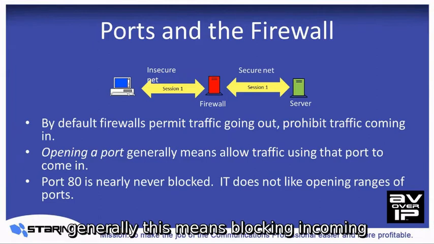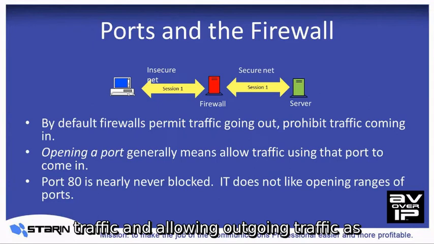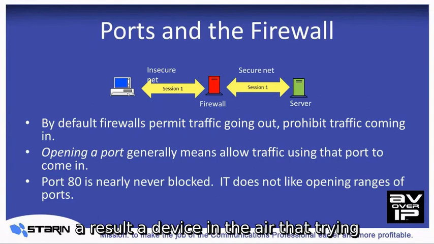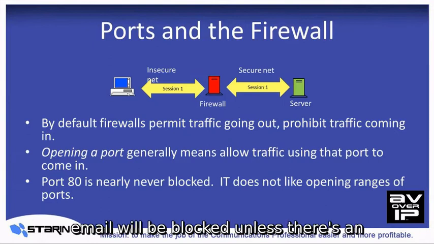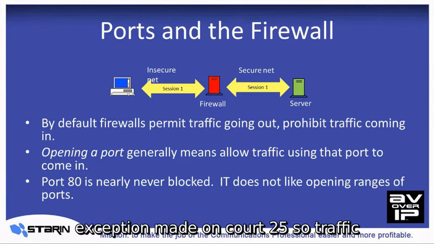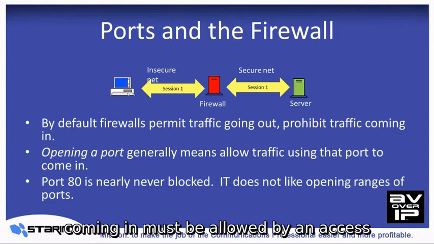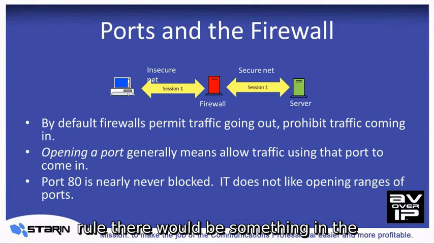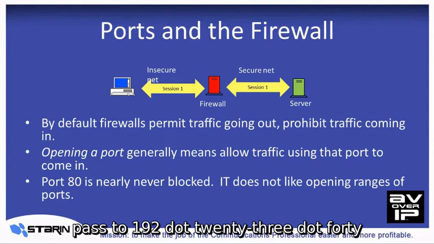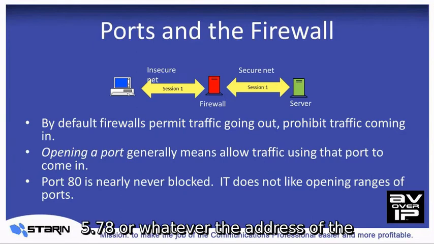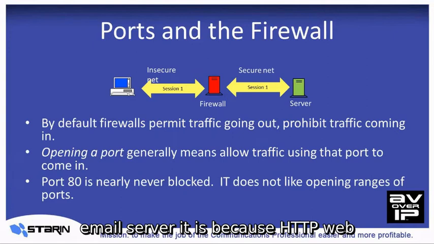Generally, this means blocking incoming traffic and allowing outgoing traffic. As a result, a device in the internet trying to do a 3-way handshake with your email server will be blocked unless there's an exception made on port 25. So traffic coming in must be allowed by an access rule. There would be something in the firewall similar to allow port 25 to pass to 192.23.45.78 or whatever the address of the email server is.